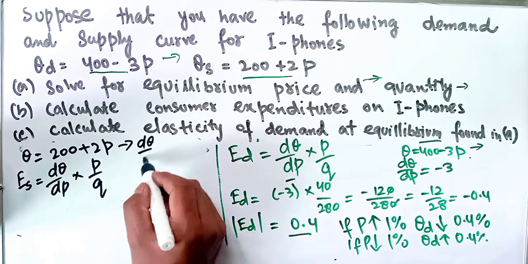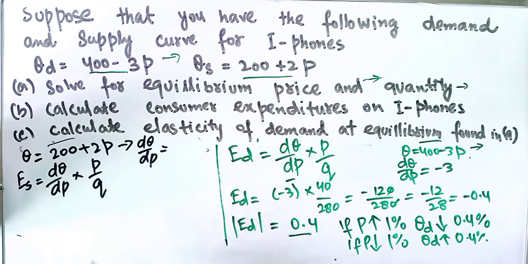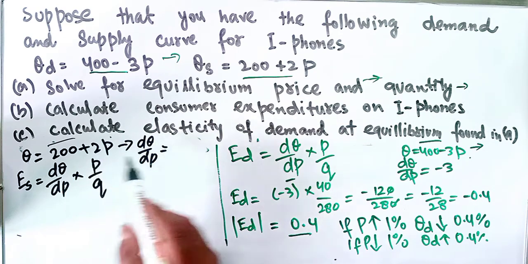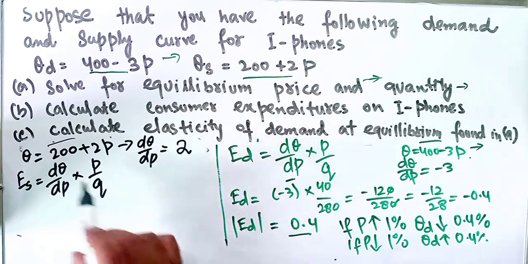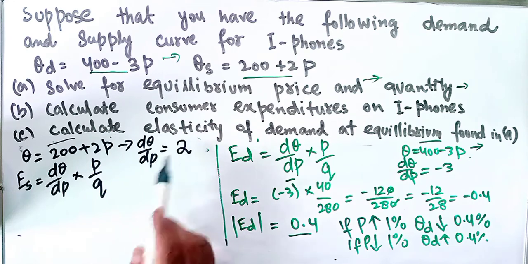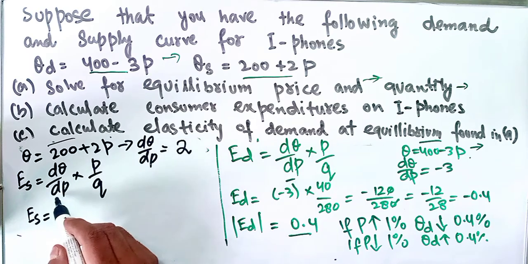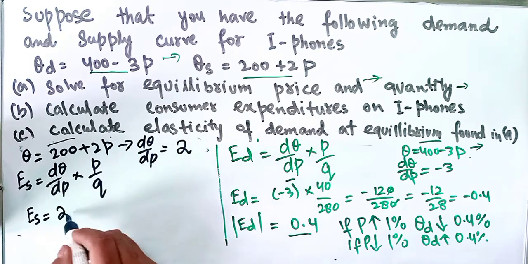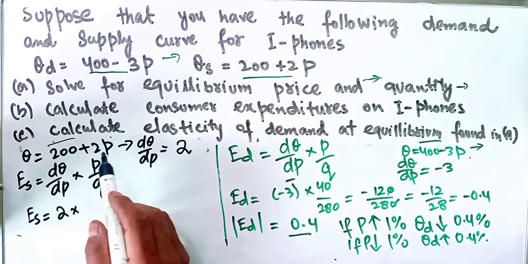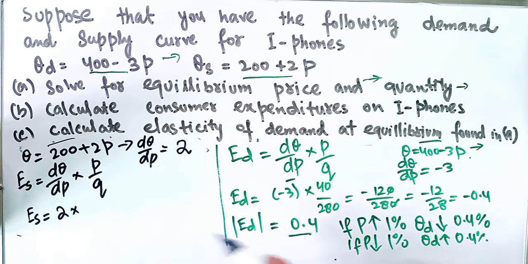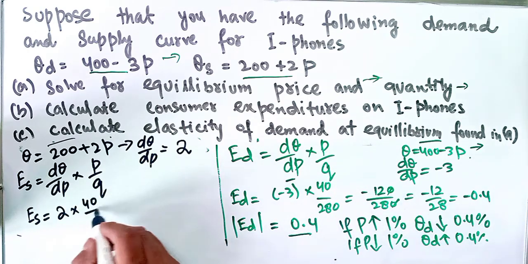so dq divided by dp is simply, the derivative of a constant is always 0, which we know. Similarly, the derivative of p is simply 1, so we get 2 as dq divided by dp. That is, the first derivative of the supply function is 2. Then our elasticity of supply would be equal to dq divided by dp, which we have calculated, which is 2, times price divided by quantity, which we have calculated earlier. P divided by q was 40 divided by 280.